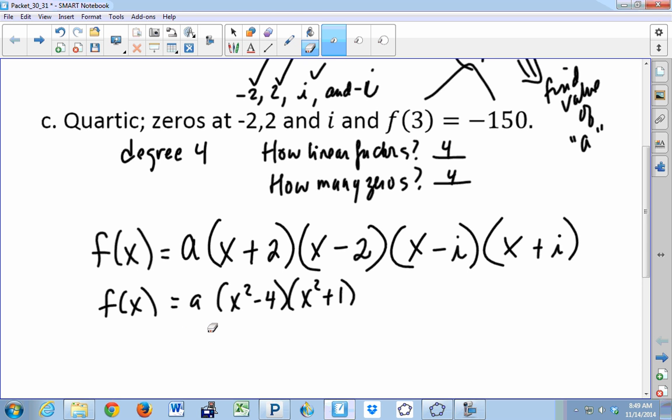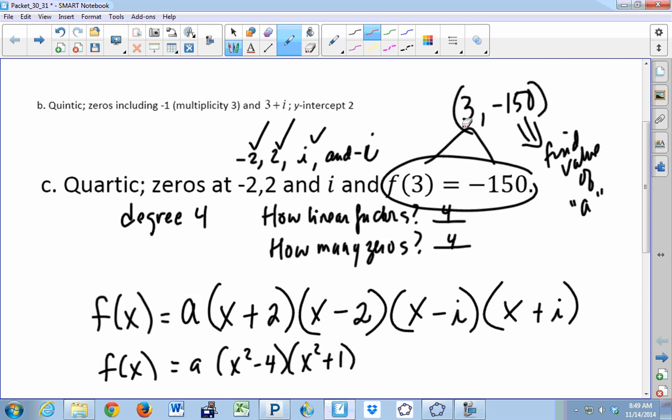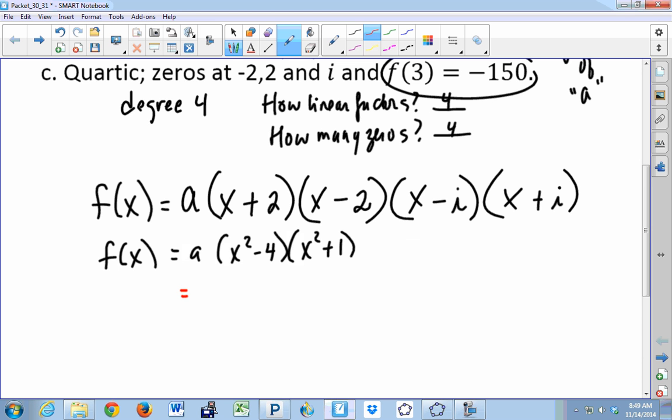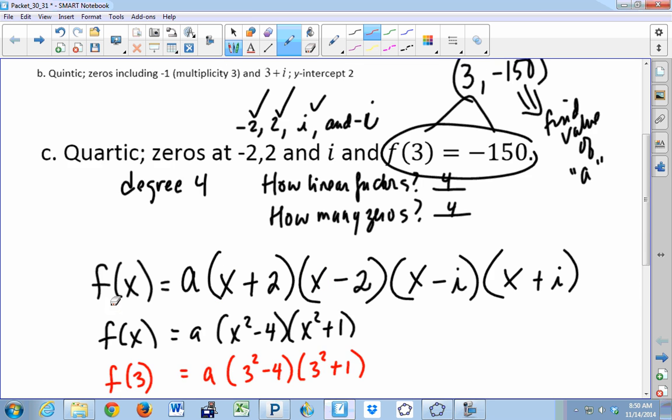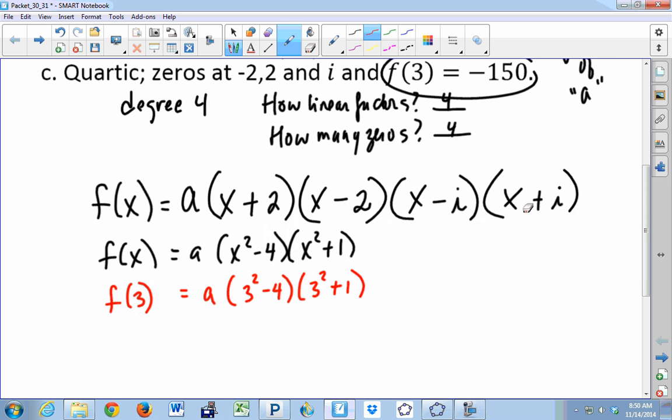Now we've got to figure out what a is, and that's where this point comes in handy. Everywhere you see an x, you're going to replace it with the number 3. So f(3) equals a times (3 squared minus 4) times (3 squared plus 1). And it would be really nice if I knew what f(3) is. I do know what f(3) is. f(3) is -150. That's the y value when x is 3. So I replace f(3) with -150.